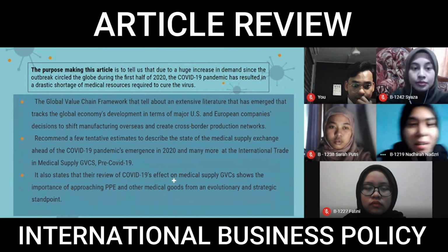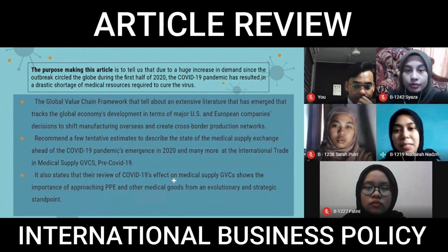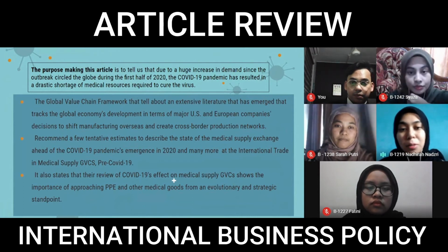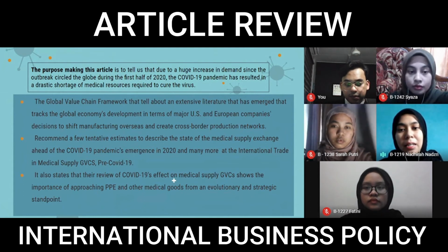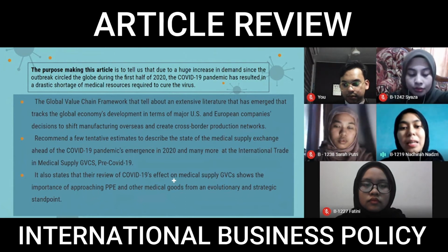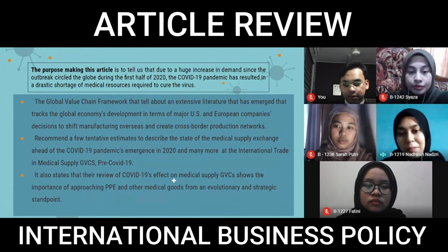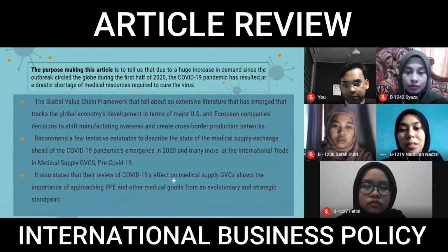Next, the purpose of this article is to tell us that due to a huge increase in demand since the outbreak occurred globally during the first half of 2020, the COVID-19 pandemic has resulted in a drastic shortage of medical resources required to cure the virus. First is the global value chain framework, which tells about the extensive literature that has emerged that tracks global economic development in terms of major US and European companies' decisions to shift manufacturing overseas and create cross-border production networks.